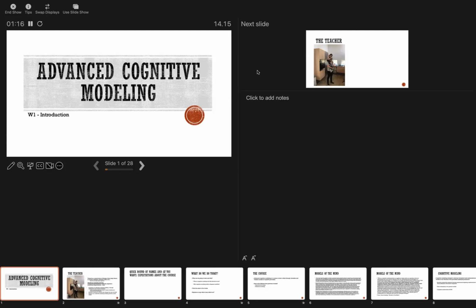What we're doing today is we're going to have advanced cognitive modeling. You might ask why advanced? Well, when we had to design the master, it sounded really good with advanced. But you'll see how it builds on top of things that you've learned.